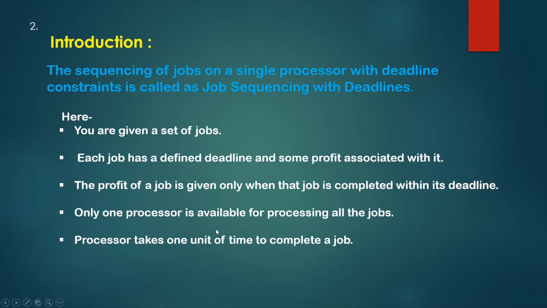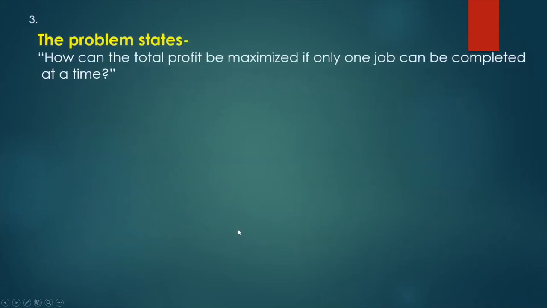It's not like that. I can choose the first month to complete the job, or the second month, or the third month, in any month of these 3 months. So we are taking 1 month, or we can say 1 unit of time. The main motto is we will complete one job at a time and then we will get the profit. So the problem states, how can the total profit be maximized if only one job can be completed at a time? So let's move to the approach part.